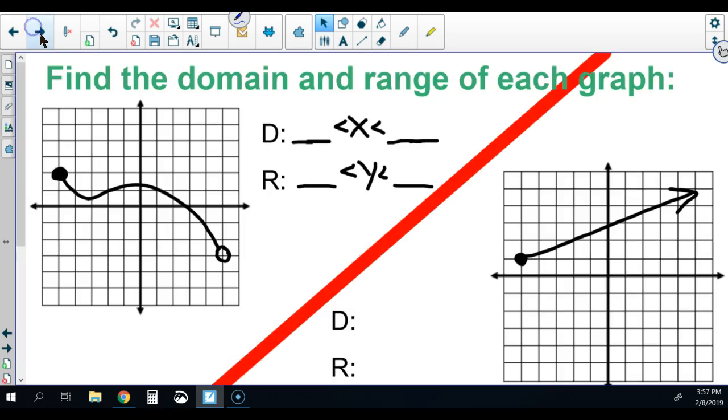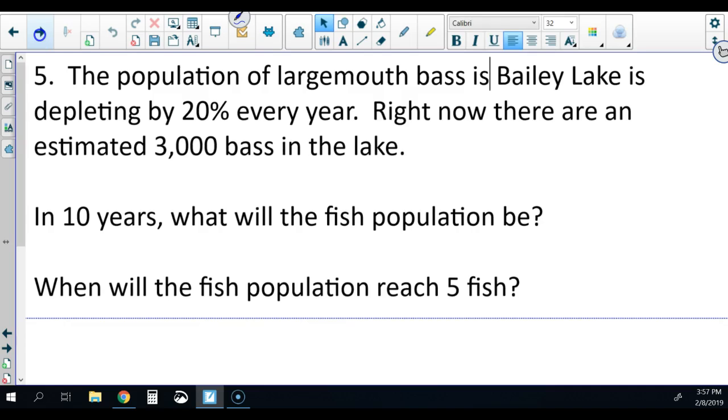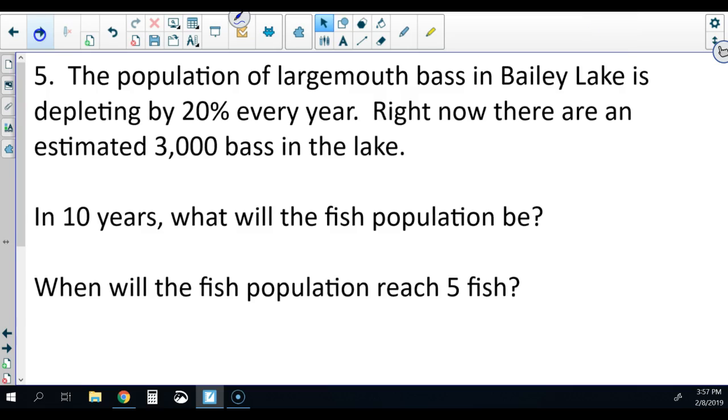Next question. There we are. The population of largemouth bass in Bailey Lake is depleting by 20% every year. Depleting means going down, if you didn't know that. Right now, there are an estimated 3,000 bass in the lake, and then 2 questions. In 10 years, what will the population be? And when will the population reach 5 fish?